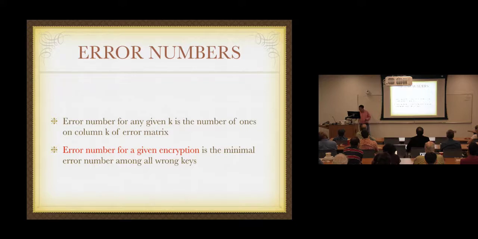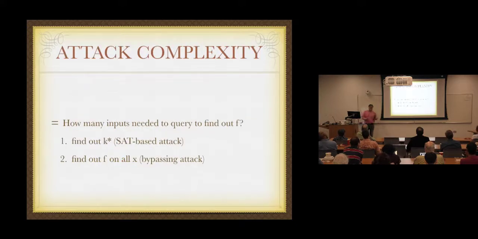And then if you look at attack complexity, we define the attacker complexity as how many inputs you need to query in order to find out the key. Generally speaking, to find out f, there are two ways. You can either find the password k star, or you can find f by bypassing. So this is the attacker complexity, meaning the number of queries I need to do on the oracle in order to find out the correct key.